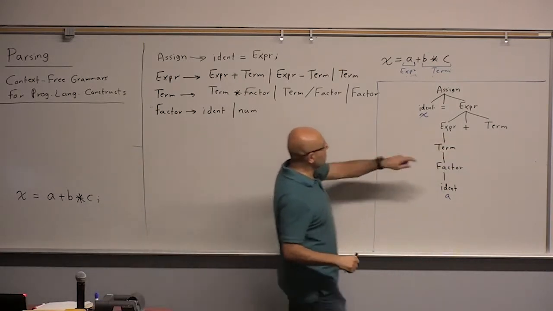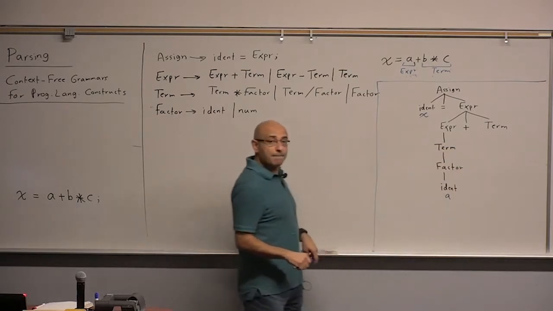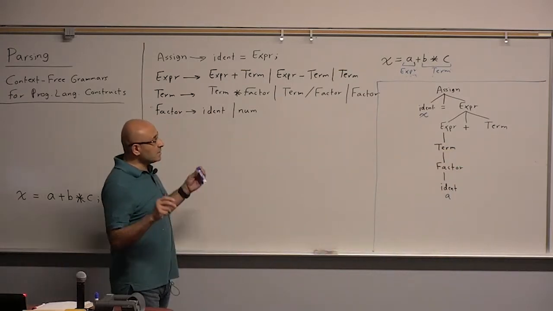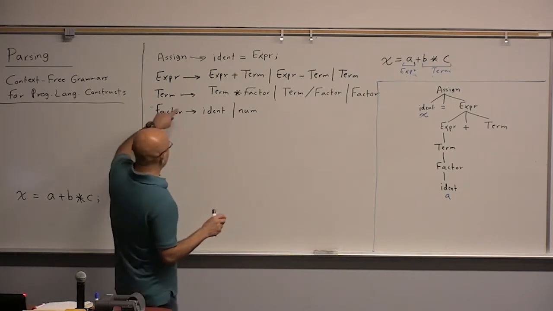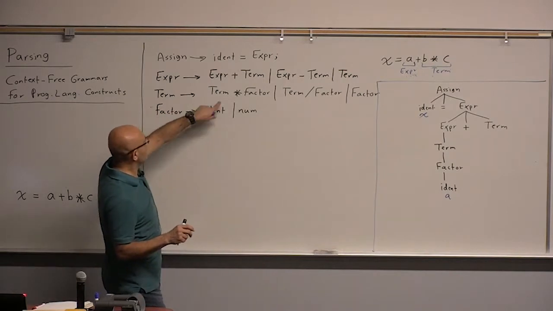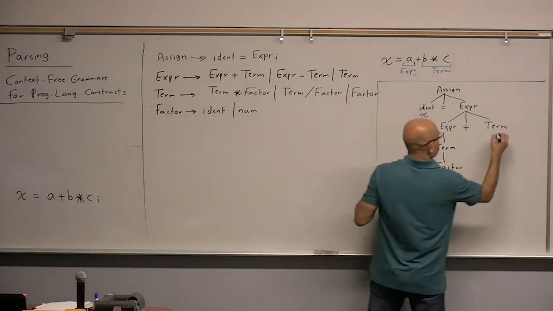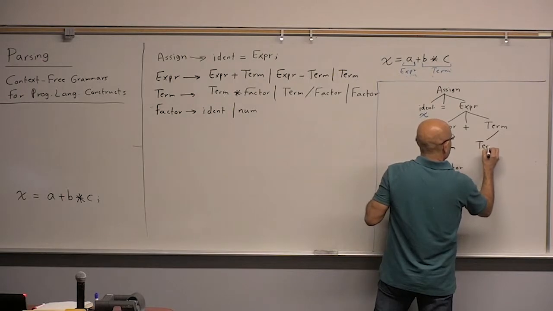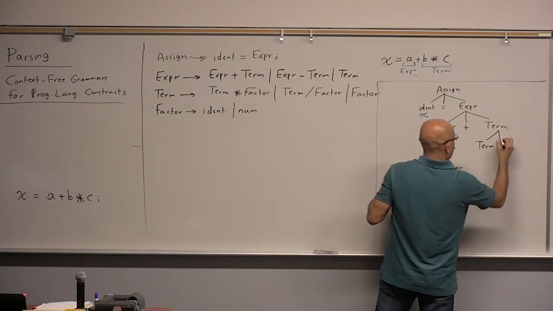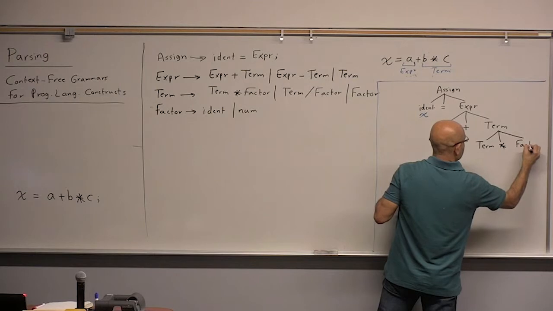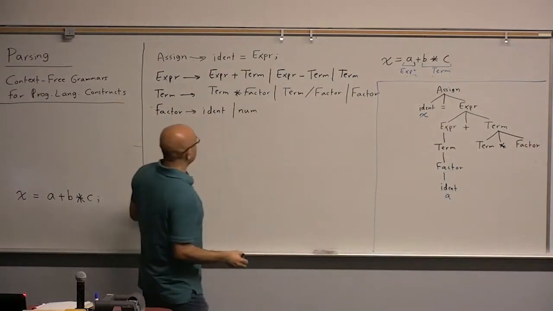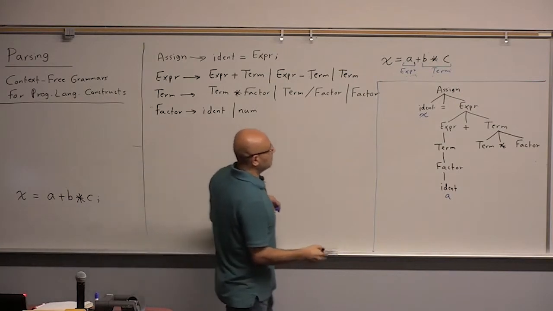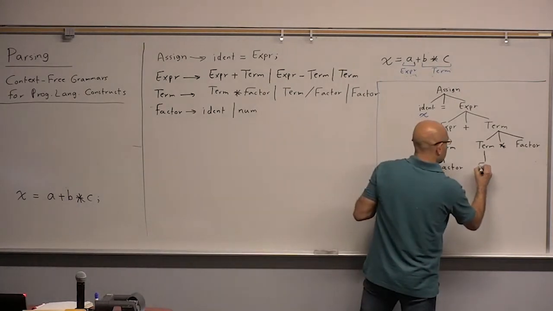Now this term is what? This term consists of how many factors? 2 factors. So which rule should we use here? Term multiplied by factor. And the first term is going to be what? A single factor.